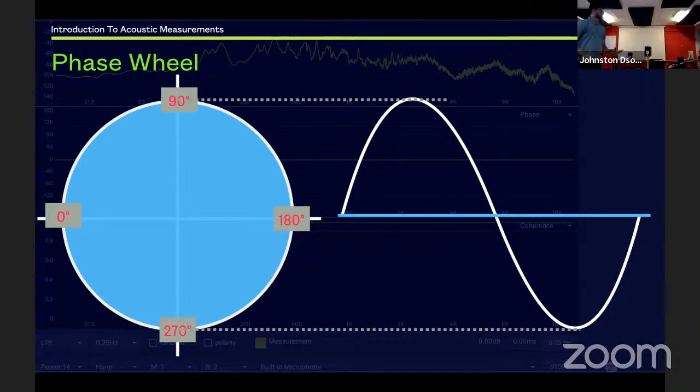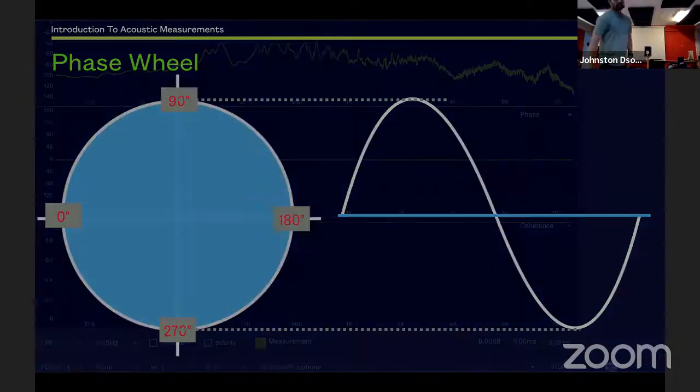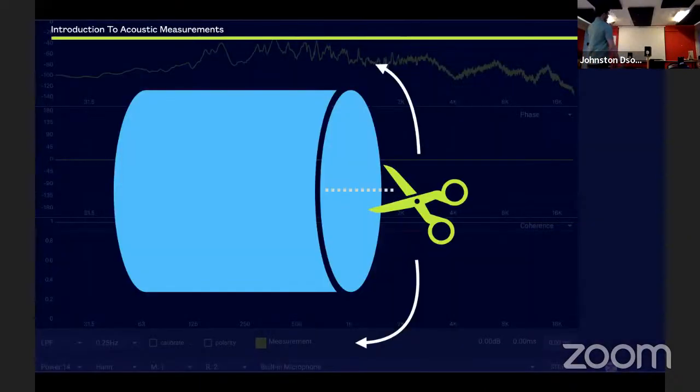Okay, so let's take this one step further. Let's look at this as a cylinder instead of just a two-dimensional circle. So we'll have 0 degree, 90 degree, 270 degree, 180 degree. Make sense?